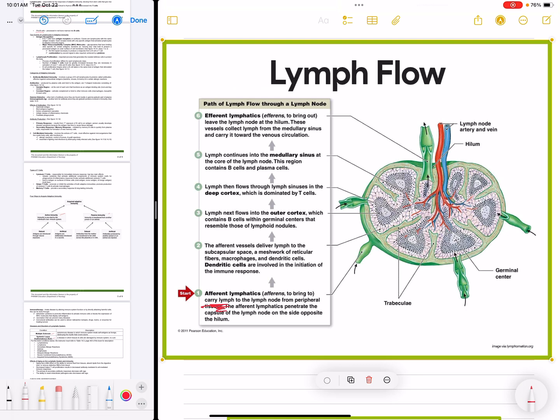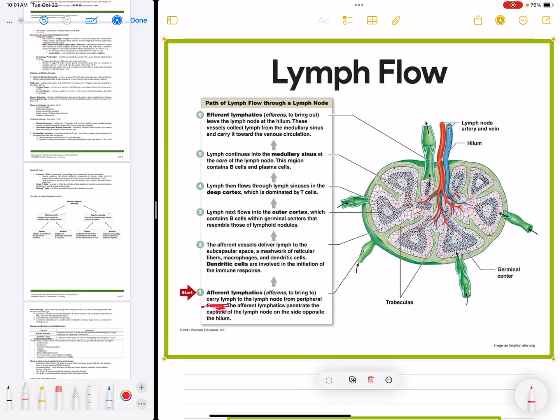So, lymph next flows into the outer cortex, which contains B cells with germinal centers that resemble those of lymphoid nodules. And then, lymph then flows through lymph sinuses in the deep cortex, which is dominated by T cells. Then, lymph continues in the medullary sinus at the core of the lymph node. So, this region contains B cells and plasma cells.